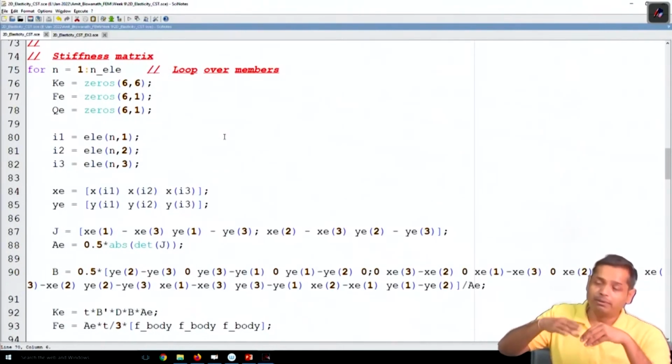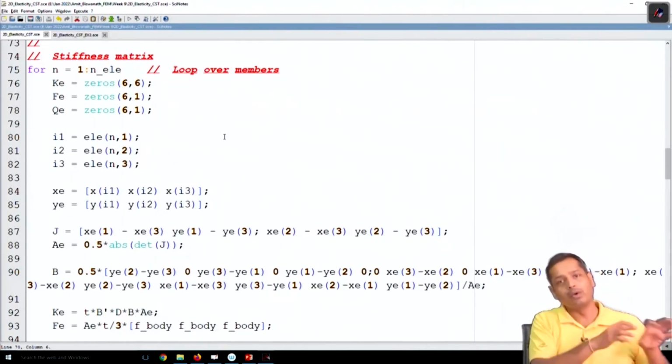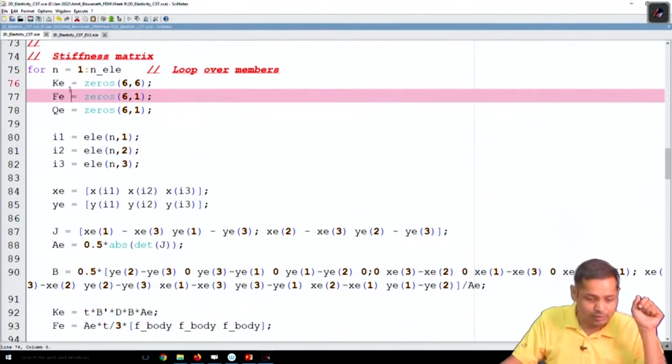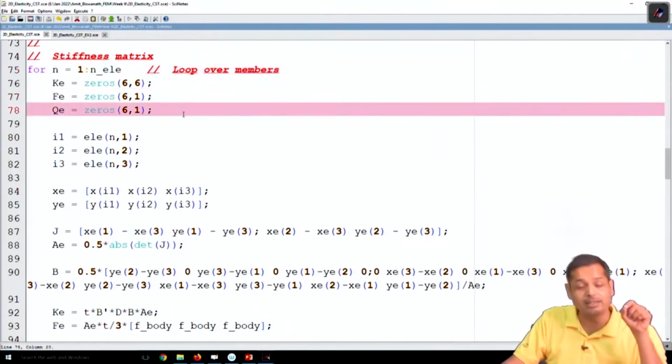So the idea is we will take an individual element, write the element stiffness matrix, or rather the element equations for that particular element, and then based on the connectivity we will populate the global equation. Okay, so first is the KE. So this loop is over the entire element. En underscore EL is the number of elements we have.